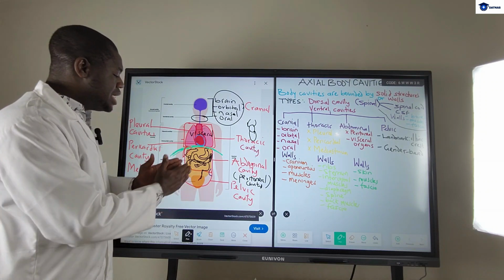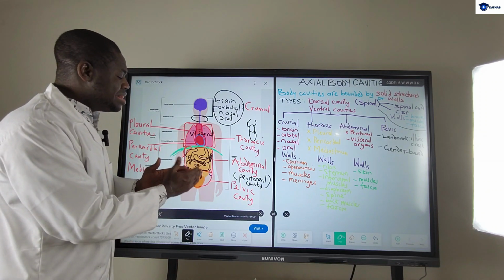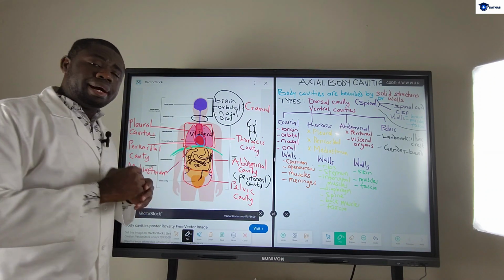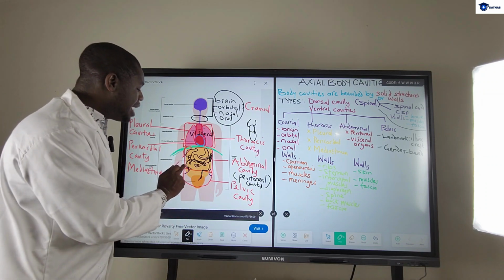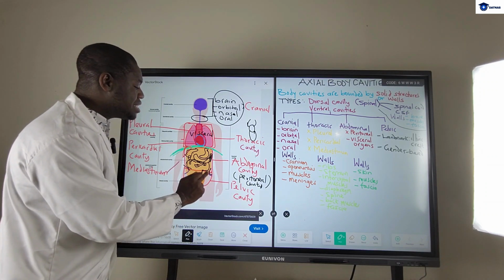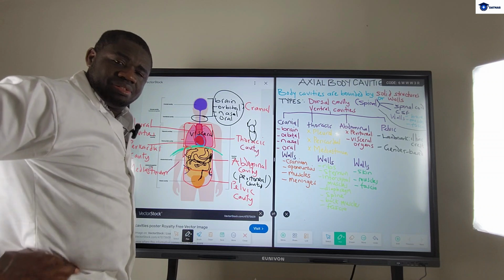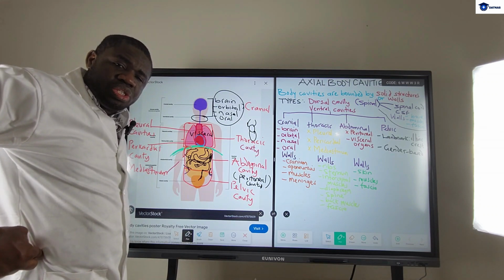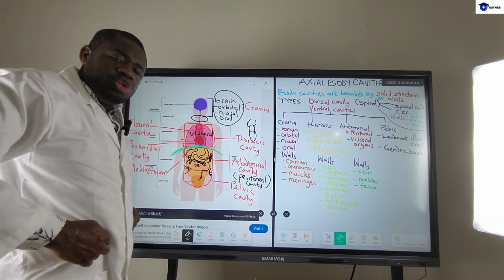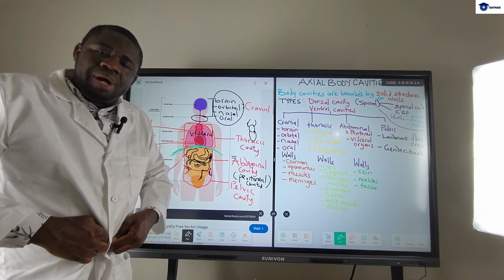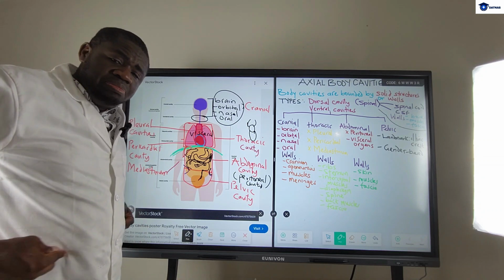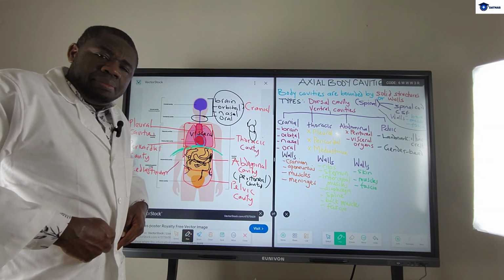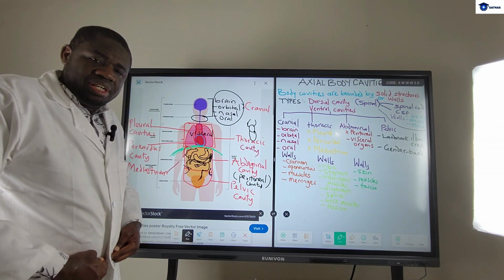So this is the pelvic cavity that is separated from the abdominal cavity by using a landmark, which is the iliac crest. The iliac crest is here. So when you trace the iliac crest anteriorly towards the front part of the abdomen, that is where you will find the pelvic cavity, just below the line.